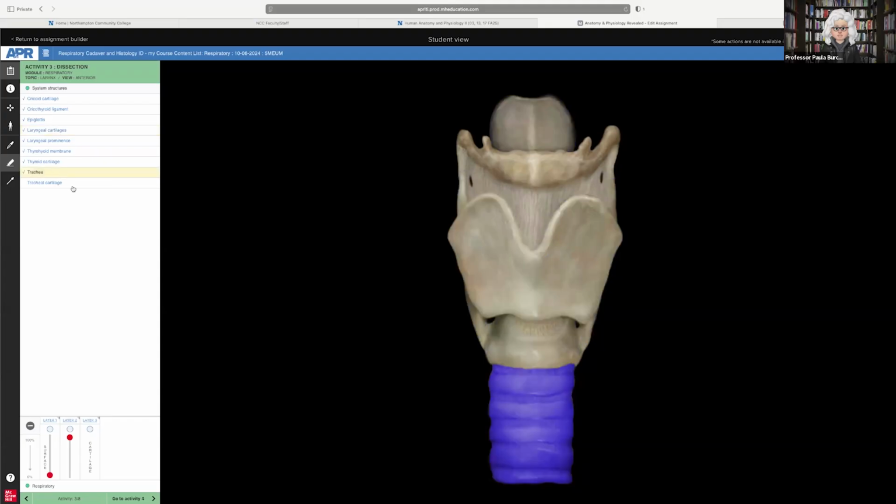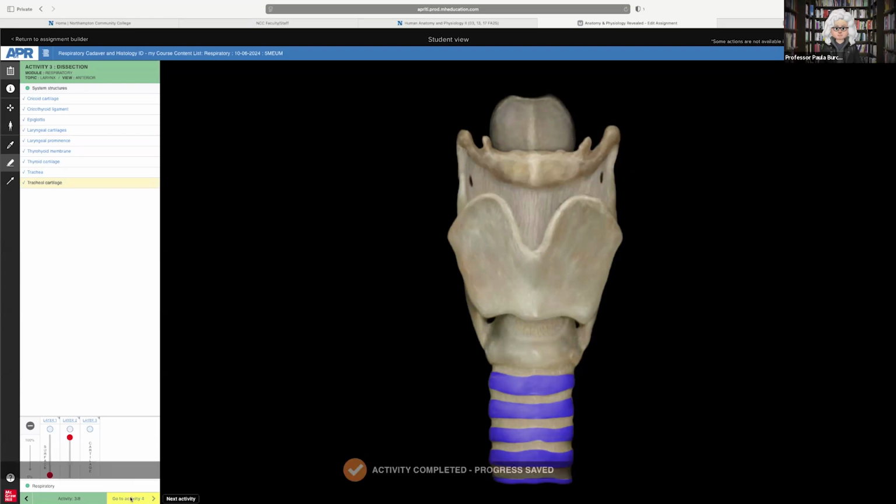If we go back to the trachea, we're going to have cartilaginous rings there. They do not go all the way around the trachea. They are shaped like C's. So I'll show you a posterior view in a minute, and you'll see that they are not on the posterior surface. So these are the tracheal cartilages. They help prevent the trachea from collapsing.